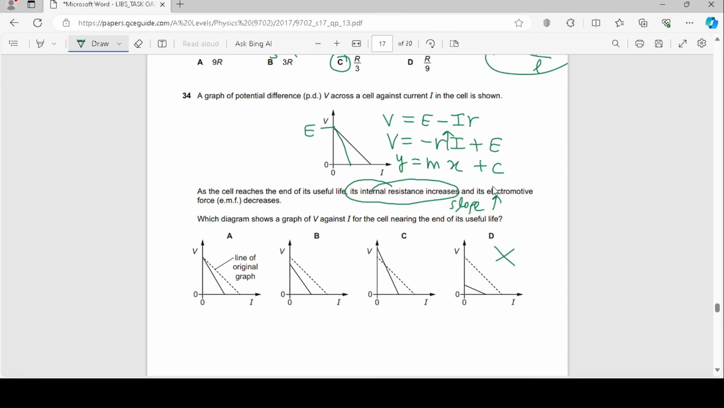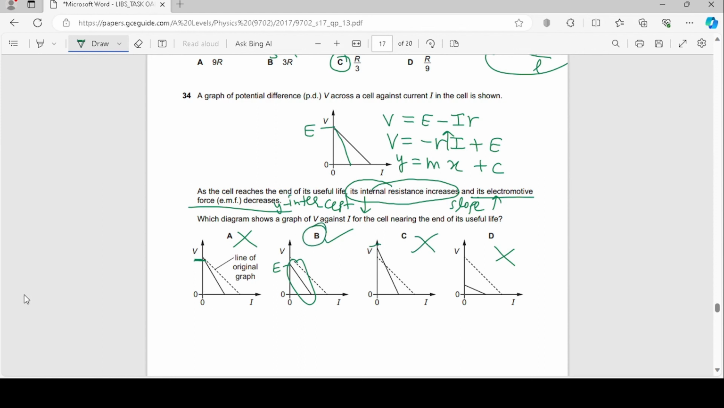As for the next statement, it says that its electromotive force decreases. So if the electromotive force decreases, that means the y-intercept also decreases. So it becomes a lower value on the y-axis. Now in A, you have it as the same, so that can't be right according to the problem statement. Whereas in B, the y-intercept is smaller in the new graph, so that could be right because this line is steeper, and the intercept is also lower, and over here the intercept is higher, so that is wrong. So then I'm going to say that the answer is B.